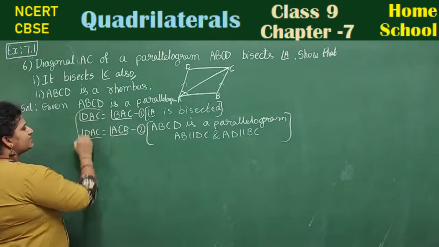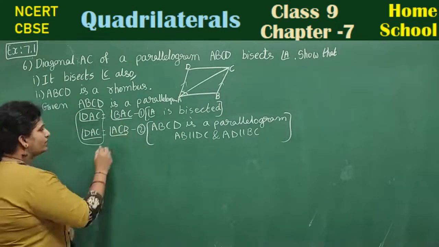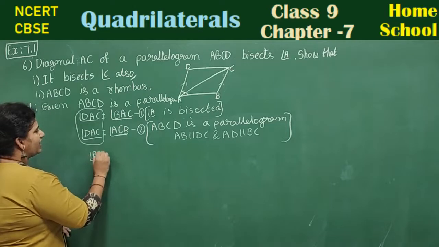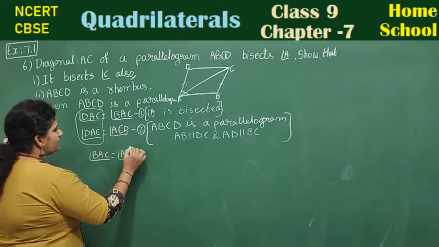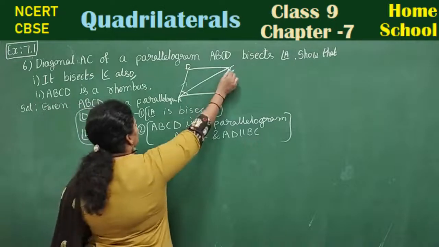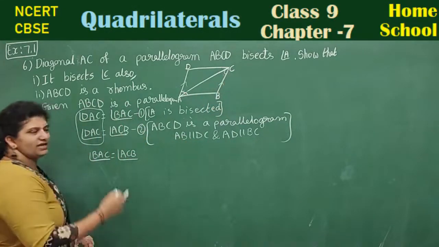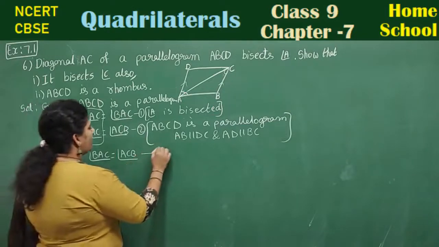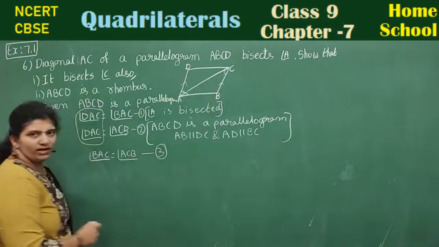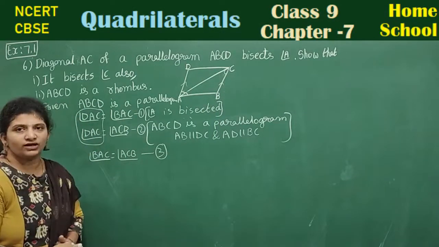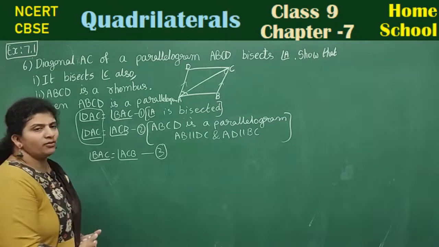Okay, DAC is common. Then you can equate these two, no? Now angle BAC is equal to angle ACB. These two angles are equal, we proved. So now mark this as 3. These two angles are equal: angle BAC is equal to angle ACB. Mark it as 3. Did we complete our problem?